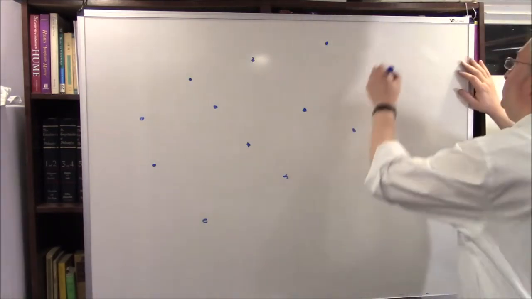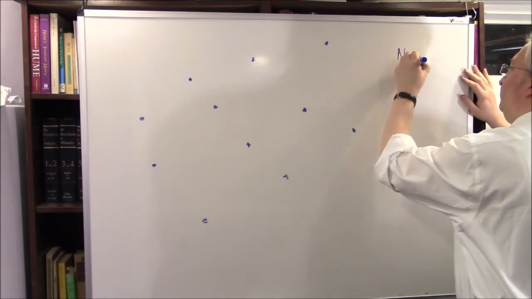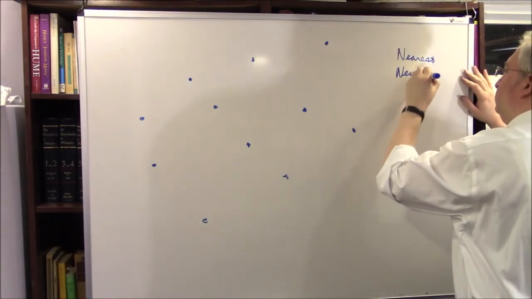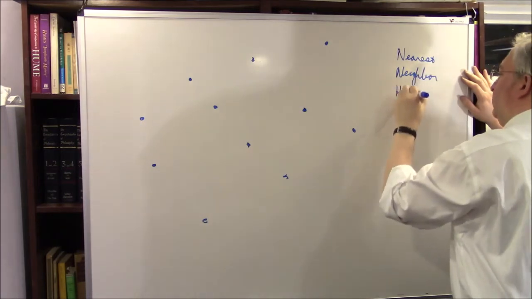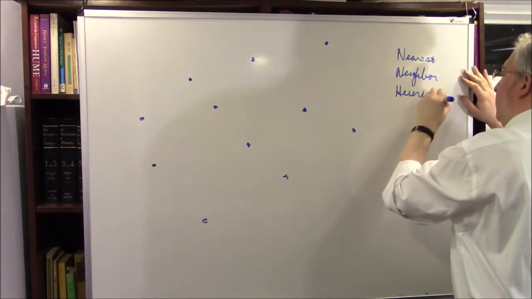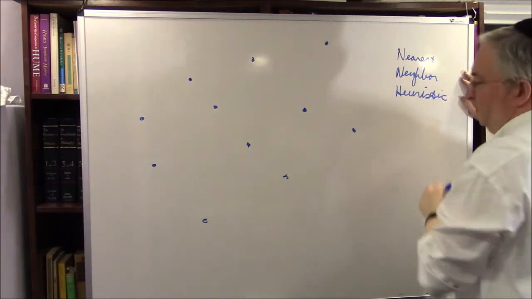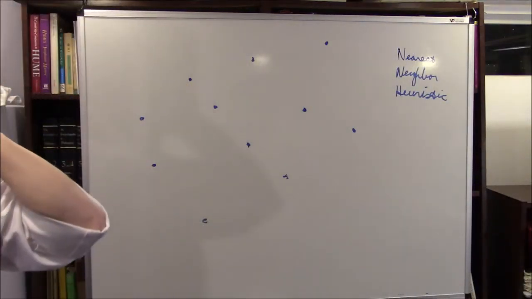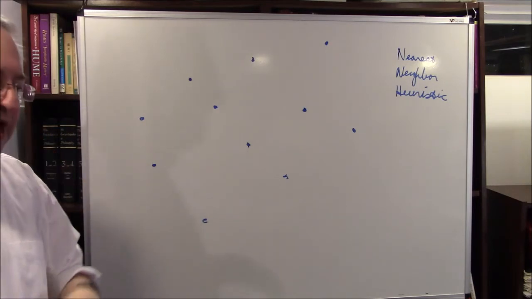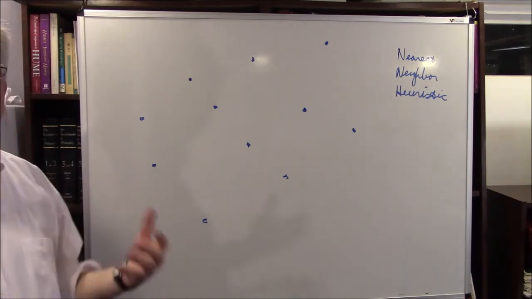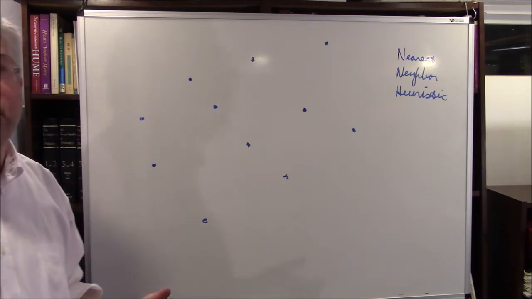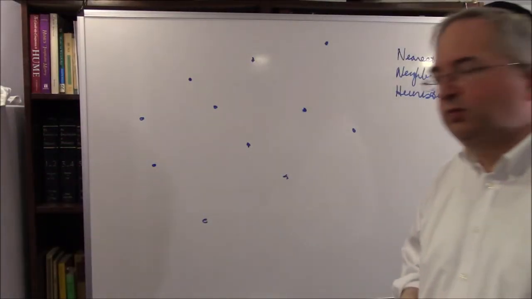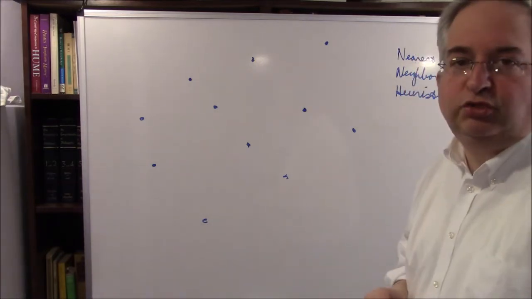The way we're going to do this is something called the nearest neighbor heuristic. I probably didn't spell any of these words right. The nearest neighbor heuristic says as follows. First of all, the word heuristic means it's kind of like a rule that sometimes is true and sometimes is not true. It's usually true.